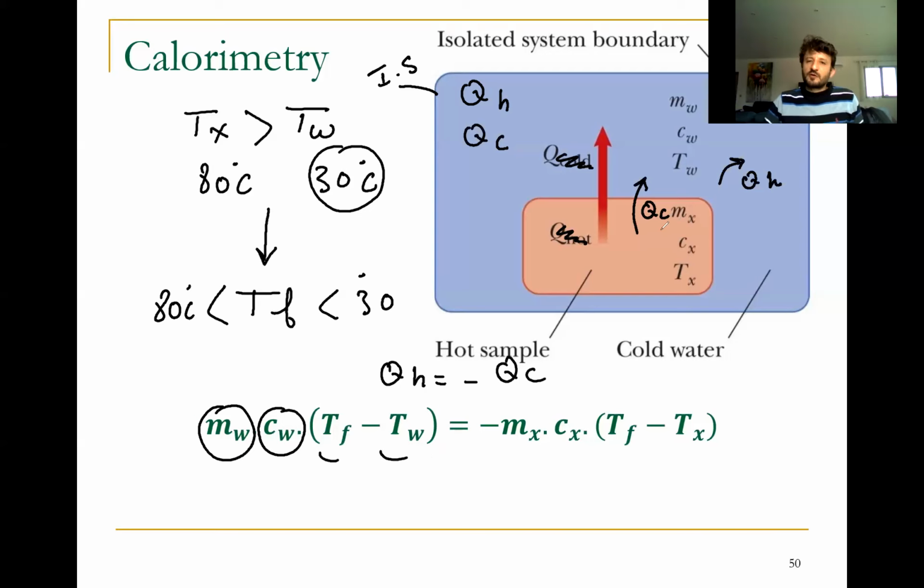Q cold concerns the object, equals M of the object, C of the object, and T final minus T initial. We have the same T final. In general, in the table, you have the value of C water. I give you its value. We have a known value of mass of the object and of the water. You can calculate the masses easily. We can weigh the masses of each one.